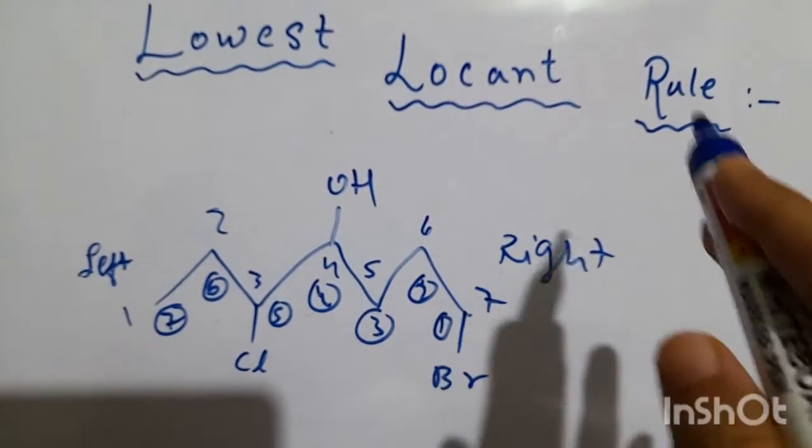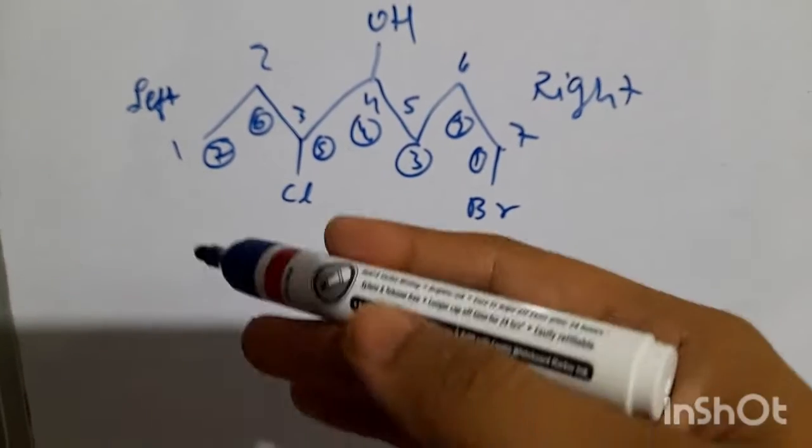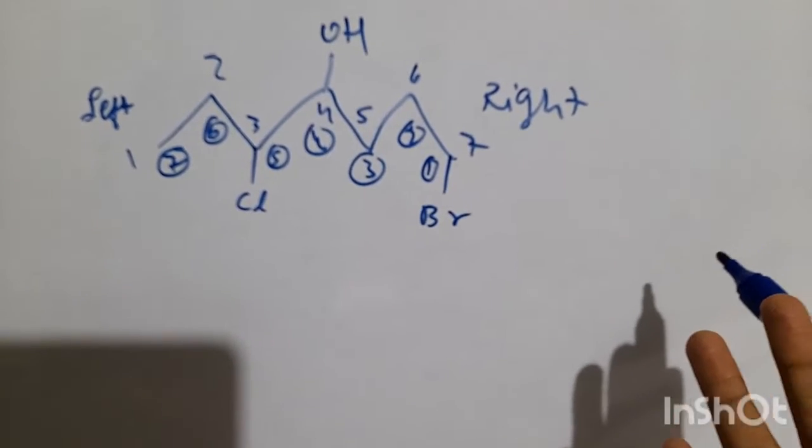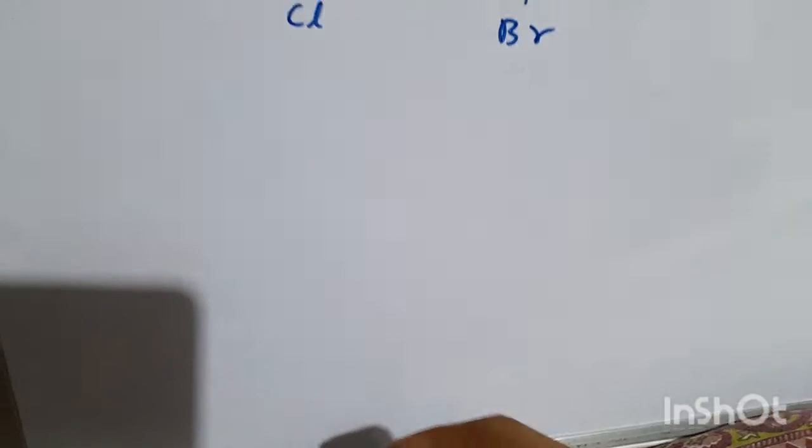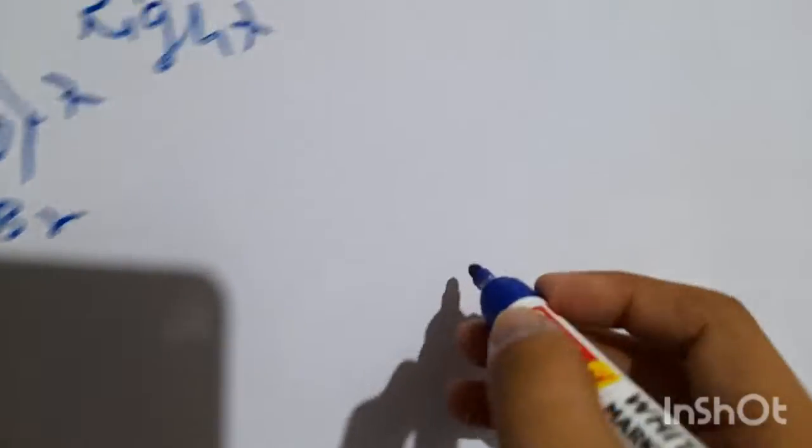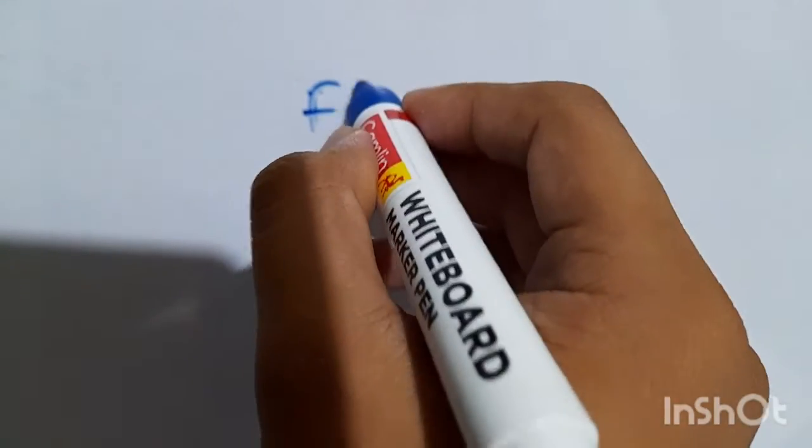The lowest locant rule. Don't overthink. Just use the bulletproof technique. According to the lowest locant rule, you just have to make three columns. I'm just doing it for your understanding. You can do this in your mind. Just make some columns.